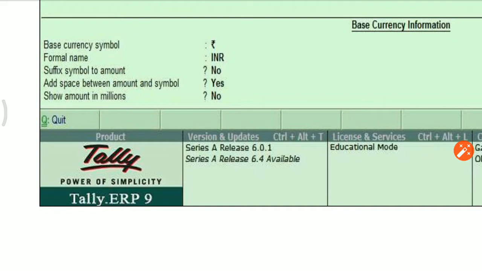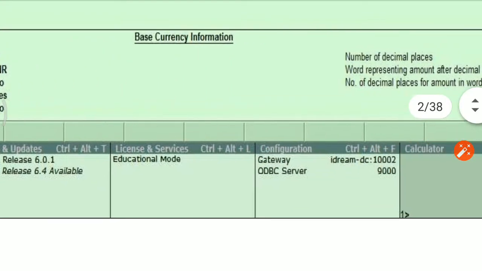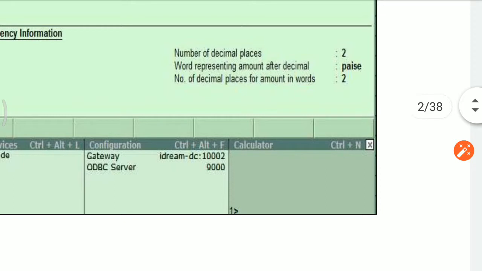Okay, add space between amount and symbol. Yes, there should be a space between amount and symbol. Show amount in millions. In India, millions is not allowed. Next one is number of decimal places, 2. Word representing amount after decimal, in India we will say that it's paise. Number of decimal places for amount in words, that is 2.